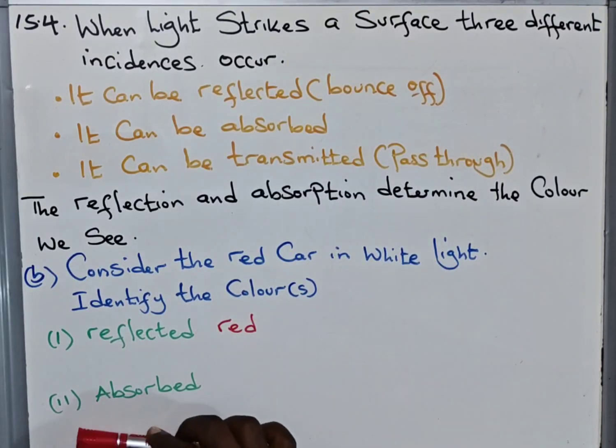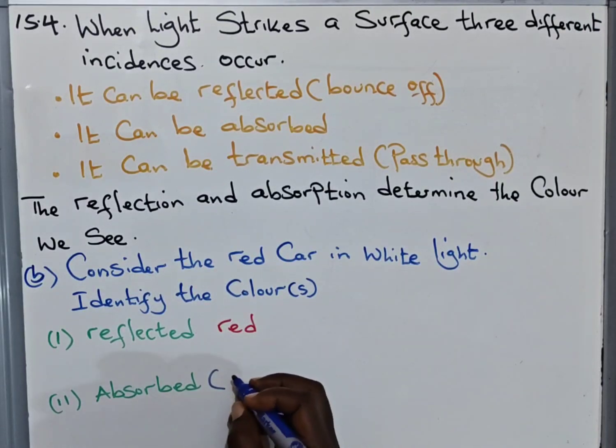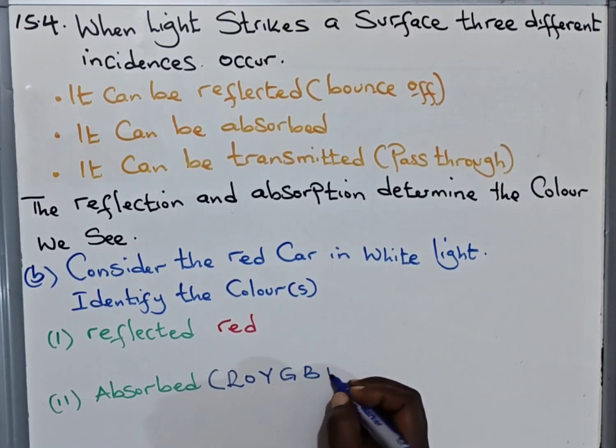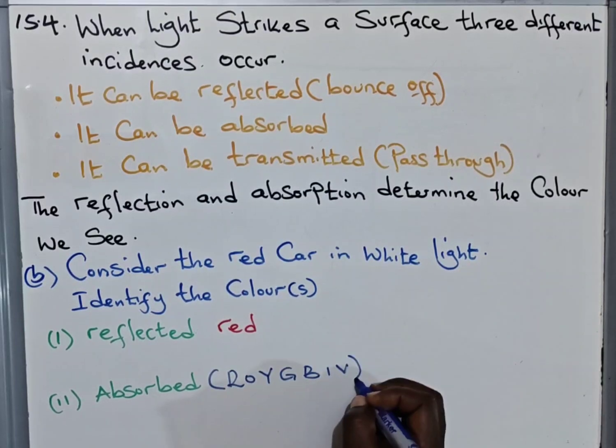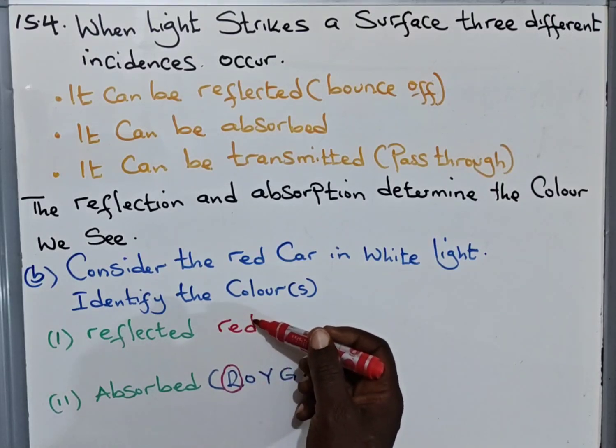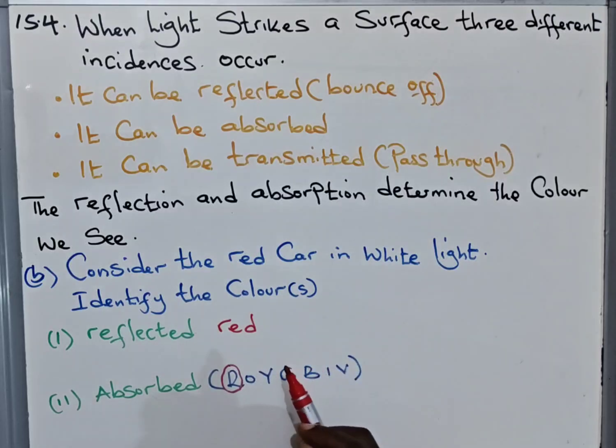Then we come to this question. Which color or colors is or are absorbed? So here we need to know that when you look at our visible light spectrum, it's Richard of York gave birth in Venus. Here we have to realize that it is red which is reflected. That's why the color of the car is red.